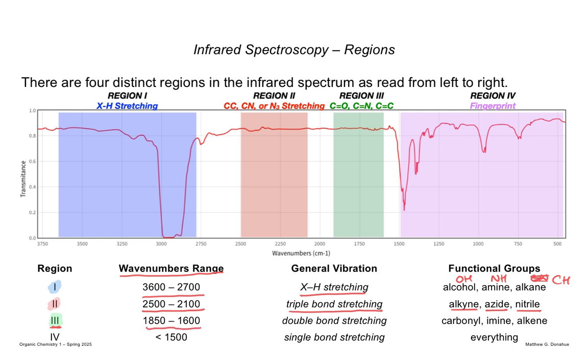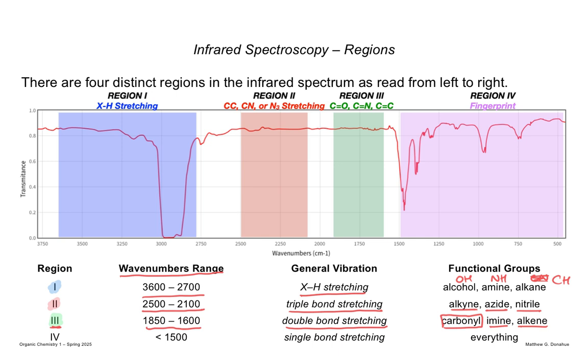Region 3, 1850 to 1600, are double bond stretching. So mainly carbonyls. CN double bonds are called imines. CC double bonds are called alkenes, but really we're looking for carbonyls.